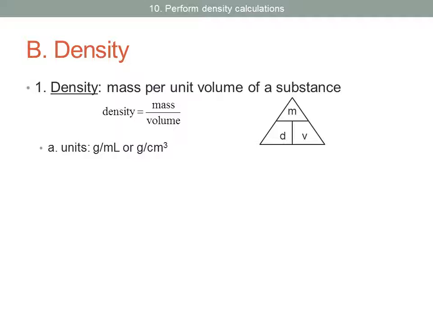The reason why we have different units is oftentimes you'll see the gram per milliliter for liquids and grams per centimeter cubed for solids, but they're actually the exact same unit. There's nothing different about them. To put this in perspective, the density of liquid water at 4 degrees Celsius is 1.000 grams per milliliter, or you can just say 1 gram per milliliter. The density of liquid water at any temperature is close enough to 1 that we just say the density of water is 1 gram per milliliter.